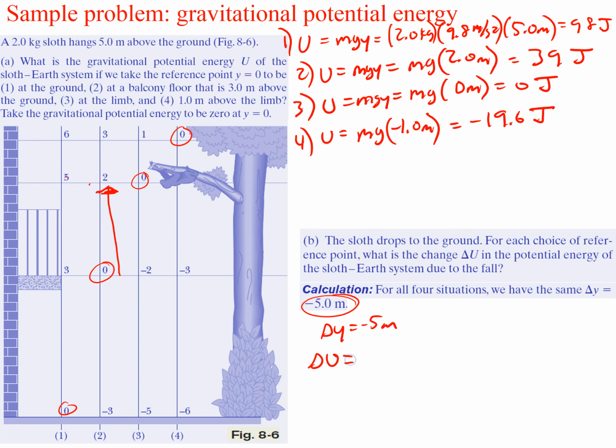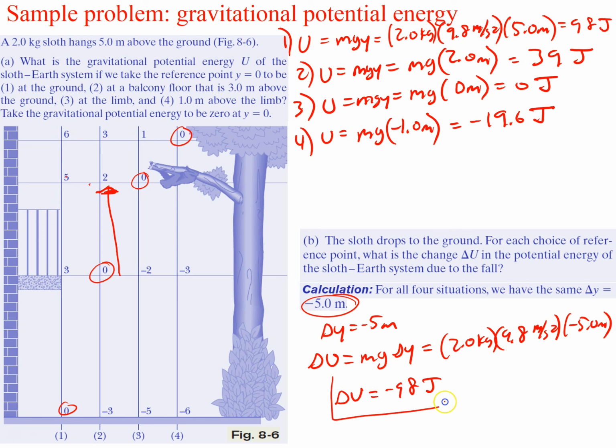So our change in potential is going to be mg delta y. So that's just going to be 2.0 kilograms times 9.8 meters per second squared times negative 5.0 meters. So our change of potential is negative 98 joules. So we can see that a potential energy by itself doesn't give us much information, right? But if we see a change in potential, that really tells us a lot more about the system. In each case, the change in potential is going to be negative 98 joules. All right, that's it for this lecture. We'll pick it up next time.